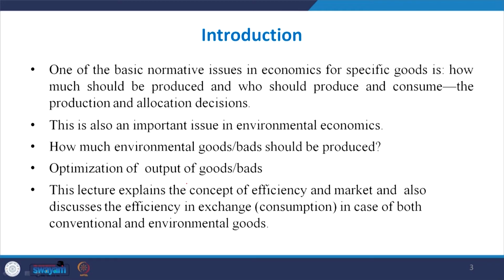One is how to achieve efficiency in the production, and once the product is produced, then it will be distributed among the consumers. So, how to achieve the efficiency in the consumption. So, this is also the important issue in case of environmental resources. We know that environmental resources are also limited, and these limited resources are to be utilized to get the maximum social benefits. So, how much environmental goods or bads should be produced?